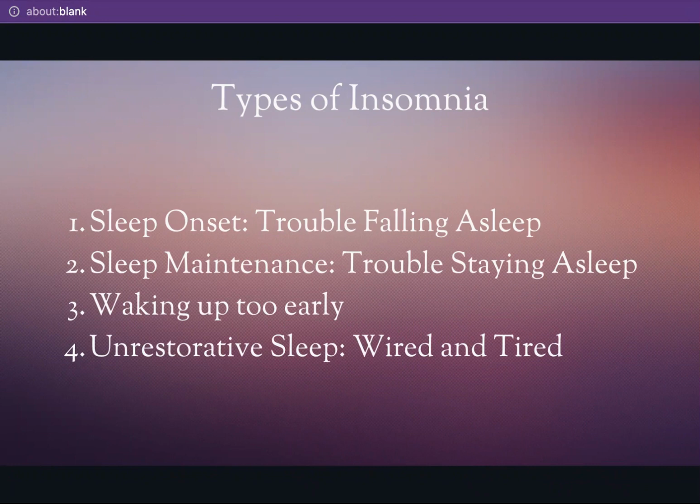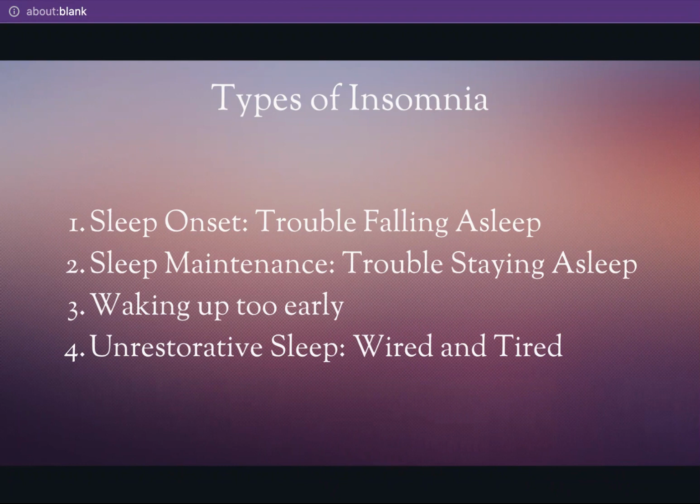So let's talk about what we exactly mean by insomnia. There are four types. I think there are a few extra ones, but these are your main four. You have problems with sleep onset. So that's people who have trouble falling asleep. You have people who have issues with sleep maintenance. This is people who have no problem going to sleep, but they have trouble staying asleep. So they wake up several times in the middle of the night and have difficulty going back to sleep.